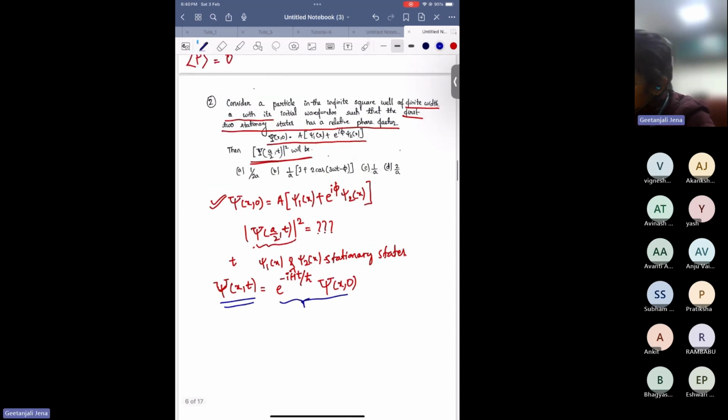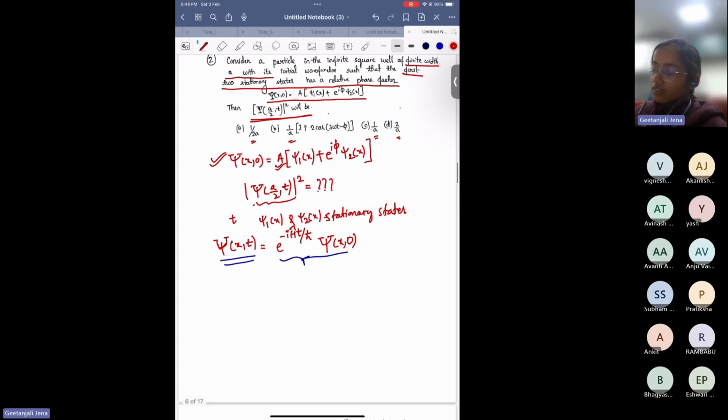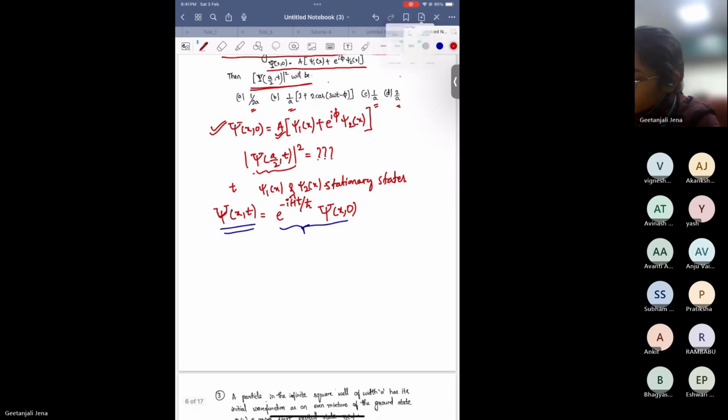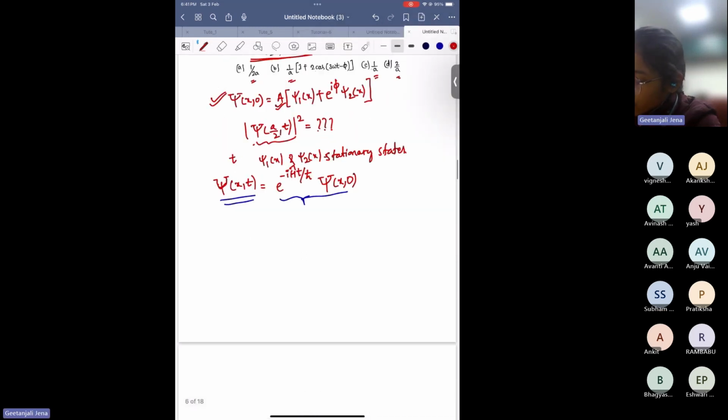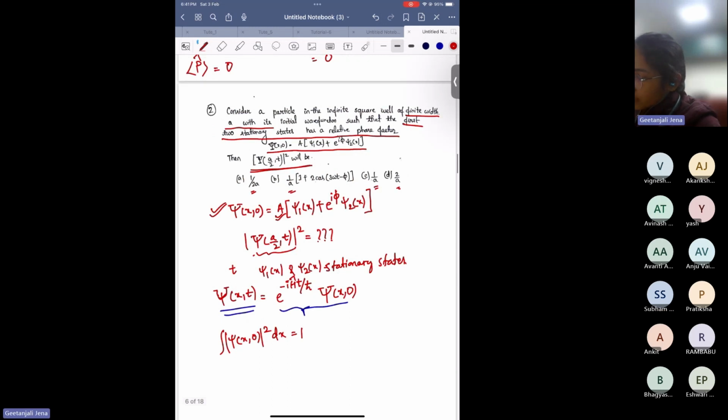You are saying that in the answers there is no A term here. So first, what you have to do is normalize the wave function. What is the normalization condition? The normalization condition is given by this form: the integral of |psi(x,0)|² dx equals 1. This is the normalized wave function.